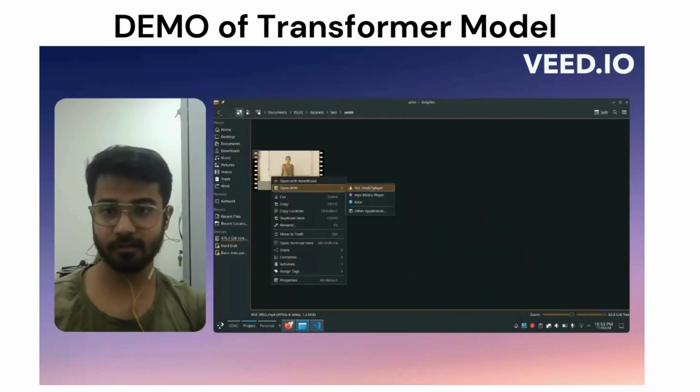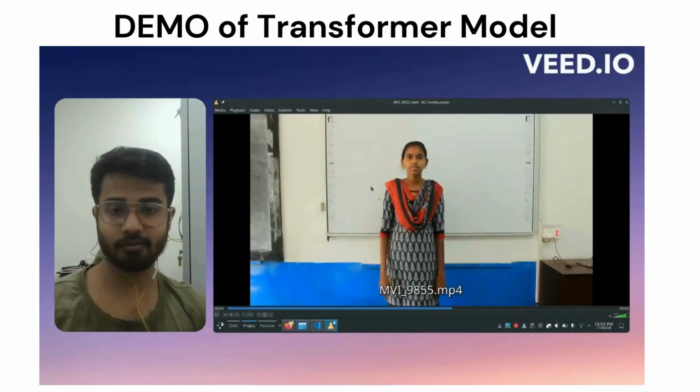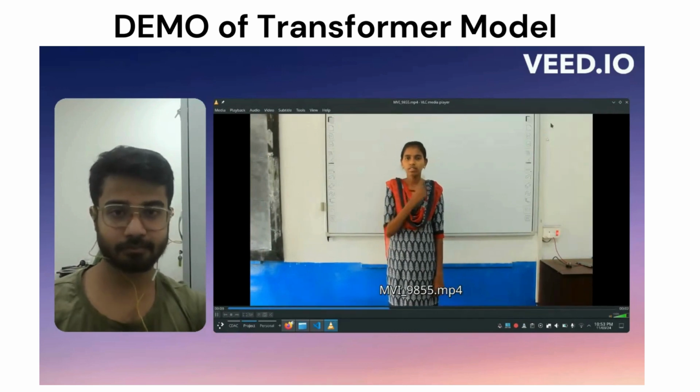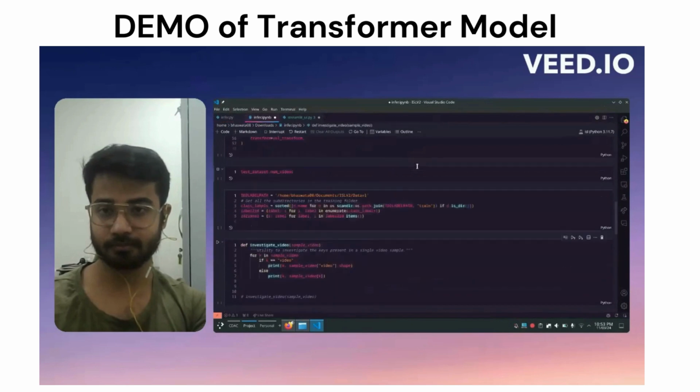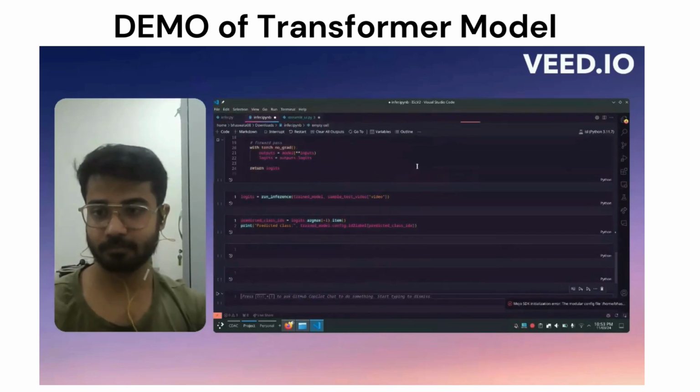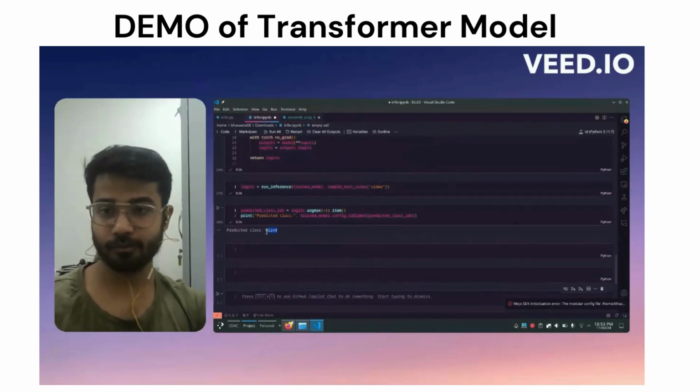This is the data for ISL sign language for blind. So let us see the output. We get the correct predicted class, which is blind.